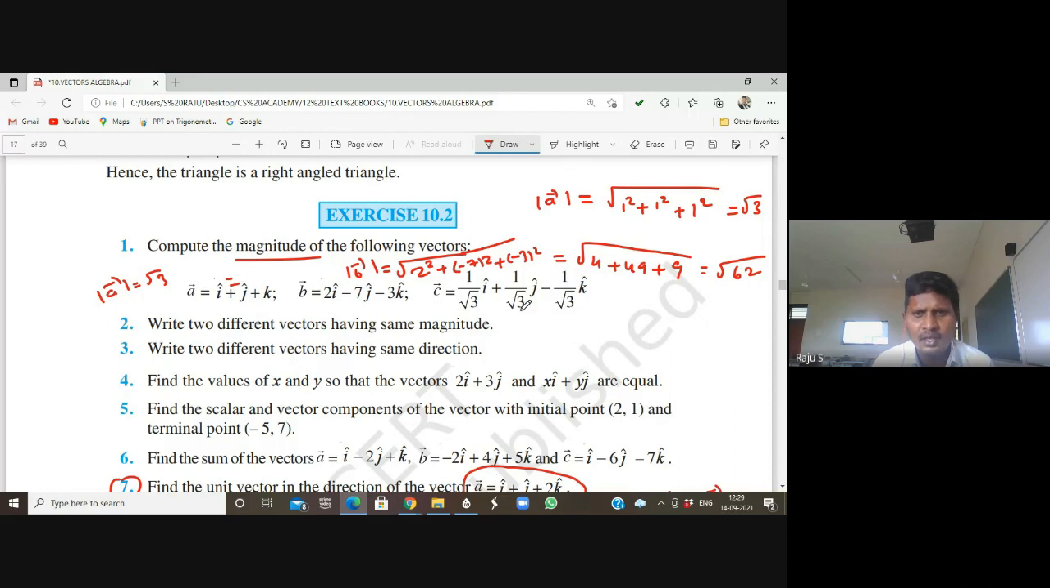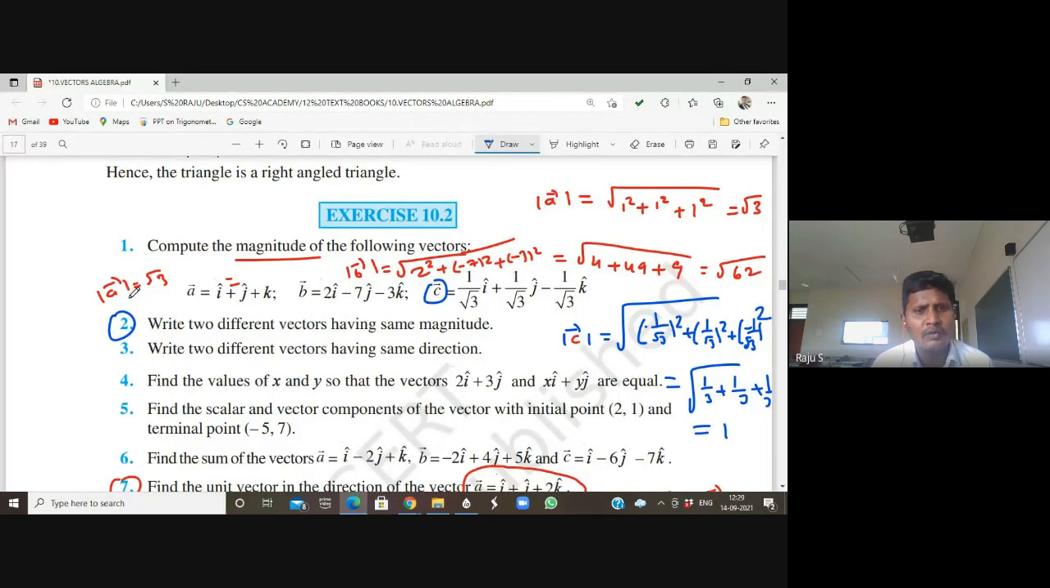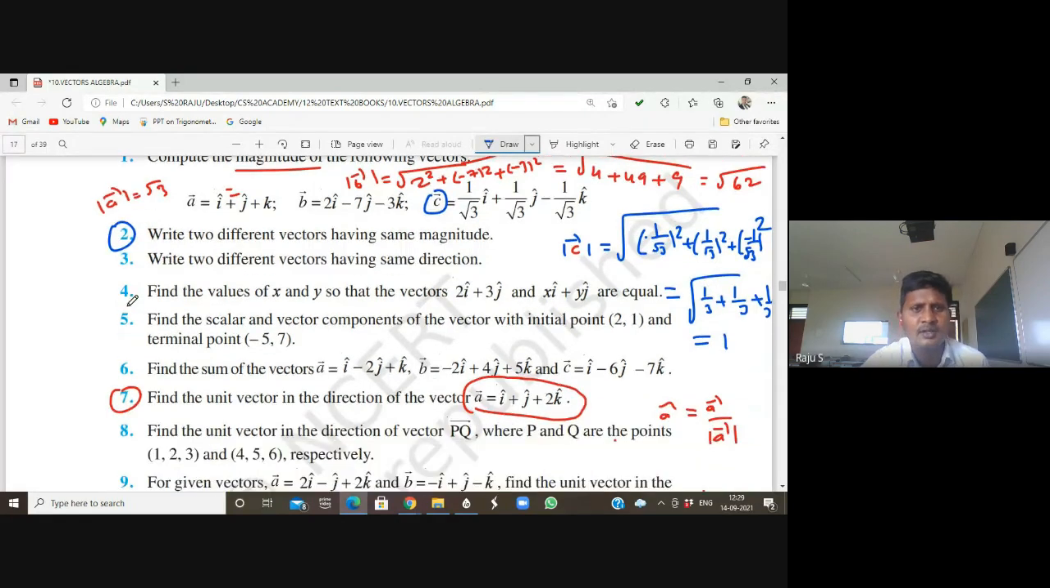Is it right? Now coming to the third one, the magnitude of vector C is 1 by root 3 the whole square plus 1 by root 3 the whole square plus minus 1 by root 3 the whole square. This is clearly equal to root of 1 by 3 plus 1 by 3 plus 1 by 3, that is 3 by 3, that is 1. So the magnitude of vector C is 1.